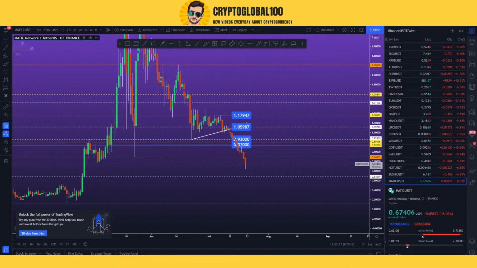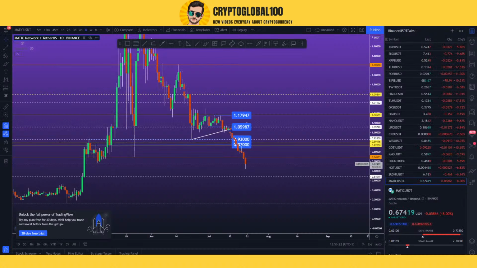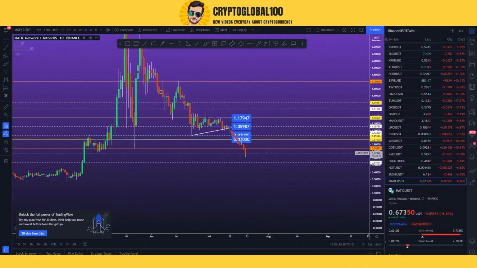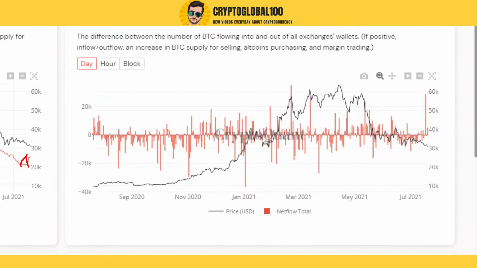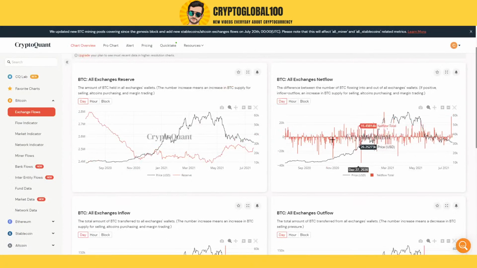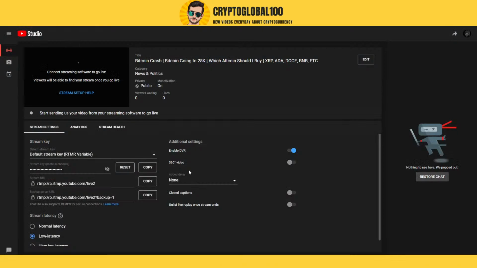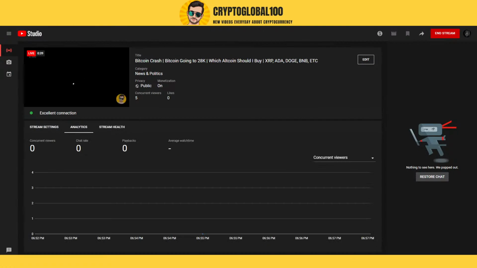And let me show you, I have made videos on Matic, DWT, Bitcoin, Ethereum, and all of my targets have been achieved. I told you yesterday about this graph. You can see here, whenever this graph has increased, the price has decreased. And if we take a look at the net flow, whenever the net flow increased, you can see the price of Bitcoin has decreased. So let me check, is it working or not? Yeah, it's working good.